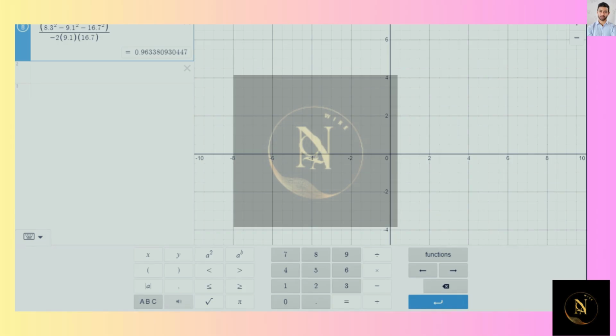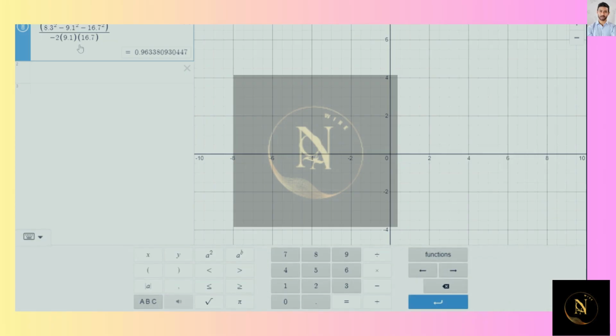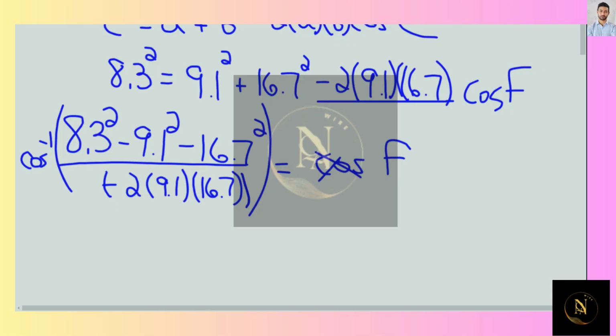Now you'll want to make sure whatever calculator you're in is in degree mode. Okay, and now the inverse cosine, you go to functions, of that whole thing, to the nearest degree is about 16 degrees to the nearest whole degree.